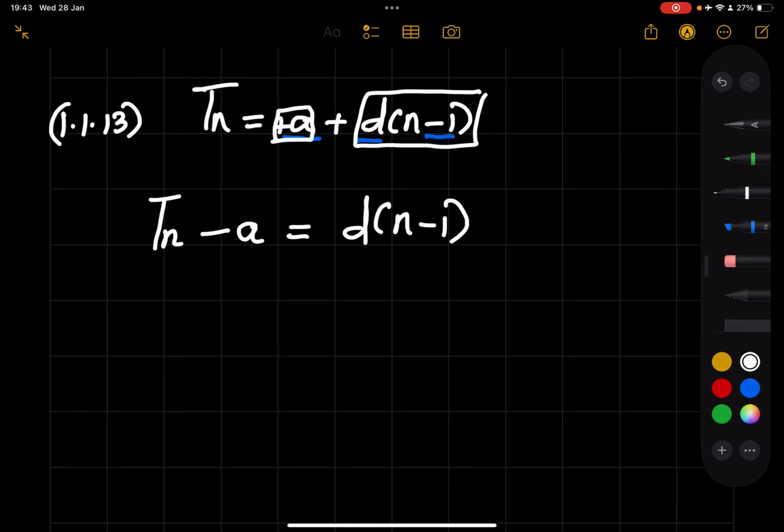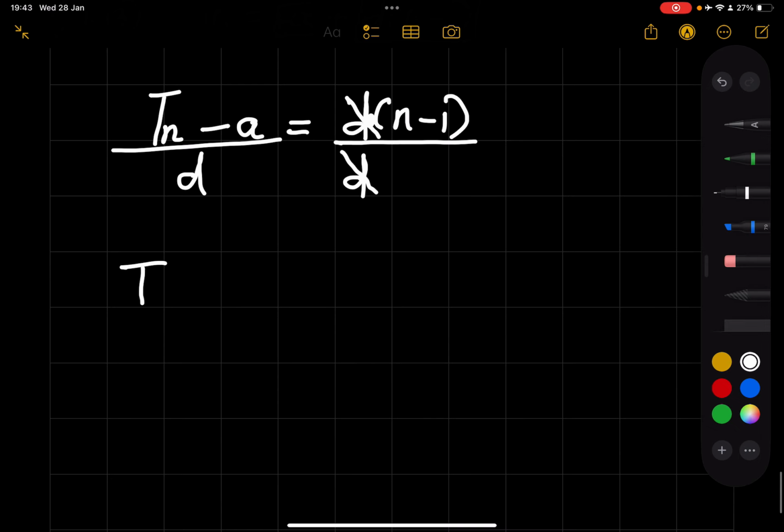Next, we need to remove d. We cannot remove -1 because it's inside the bracket. What is inside the bracket, we remove at the end. So we need to remove d. Let's remove d. So we're going to say divide both sides by d because d was multiplying here. So we neutralize multiplication by division. So this will cancel that. So we have Tn minus a over d is equals to n minus 1.